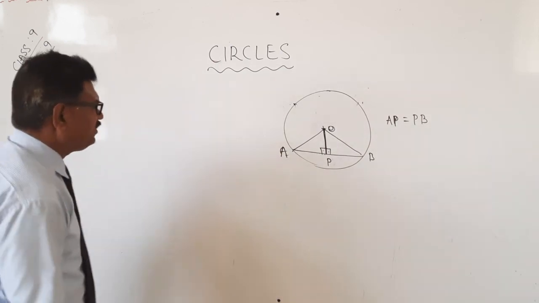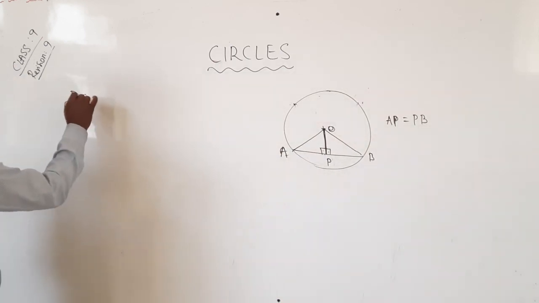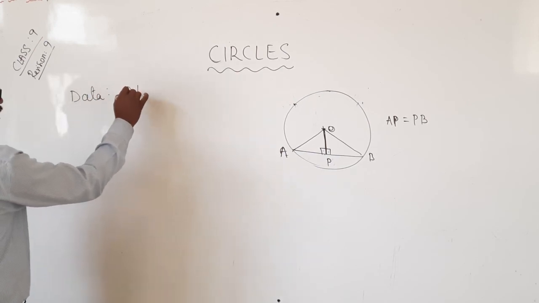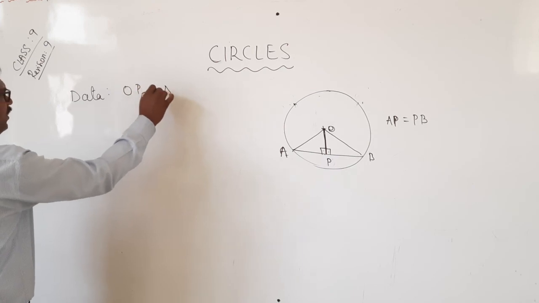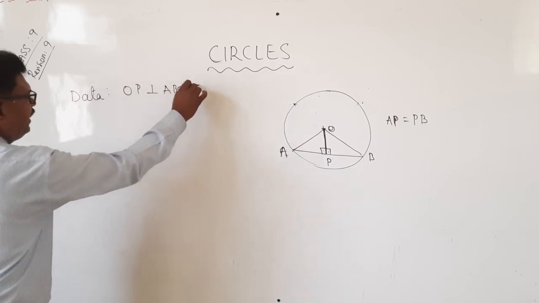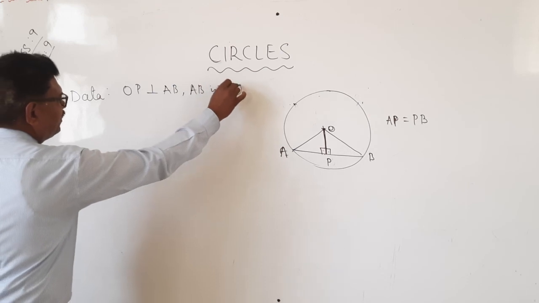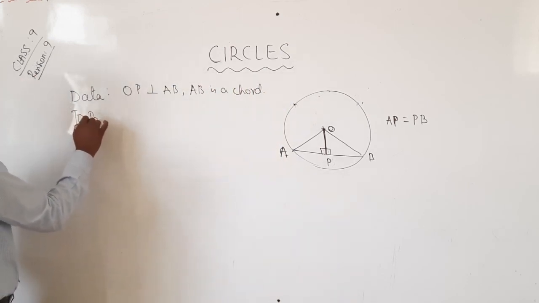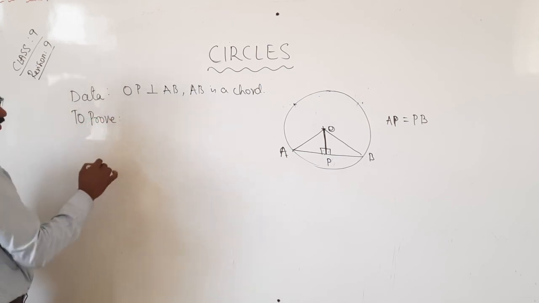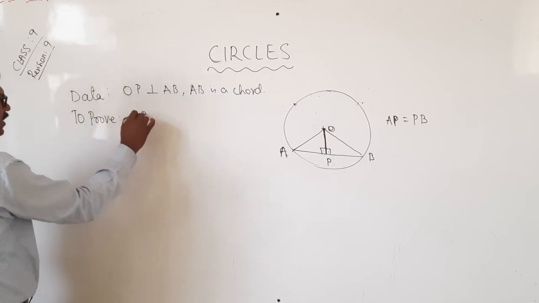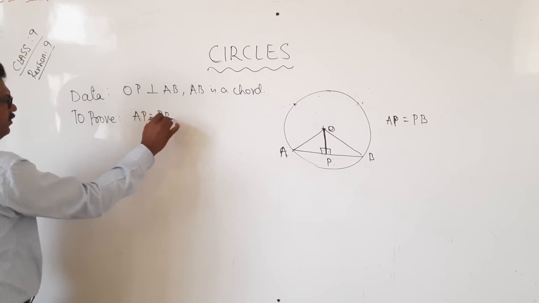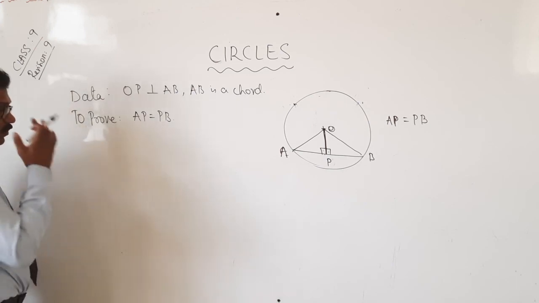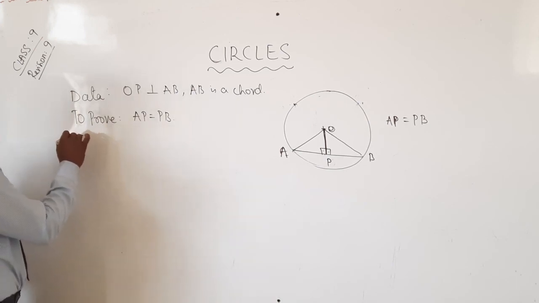Shall we prove it? So very simple. What is the data? OP is perpendicular to AB and AB is a chord. To prove, what we have to prove? AP will be equal to PB. Then the proof.